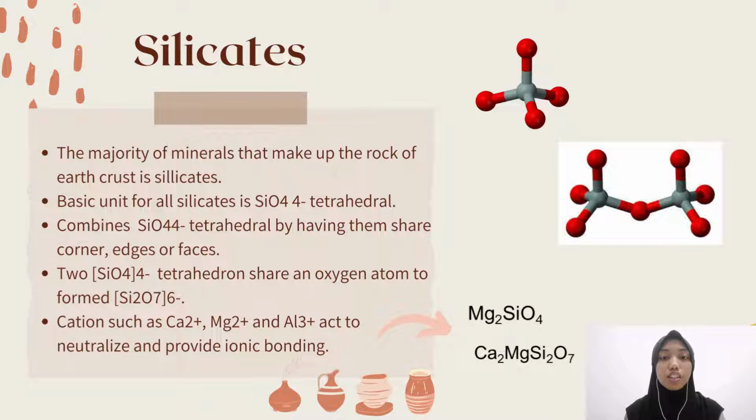As for the structure of silicates, you can see on the slide, we can combine an SiO4 4- tetrahedron with other SiO4 4- by having them share corners, edges, or faces. For example, two SiO4 tetrahedra will share an oxygen atom to form Si2O7 6-, or forsterite. As we can see, the SiO4 4- is an anion, so it needs a cation such as Ca2+, Mg2+, and Al3+ to act as a neutralizer and provide ionic bonding to them.